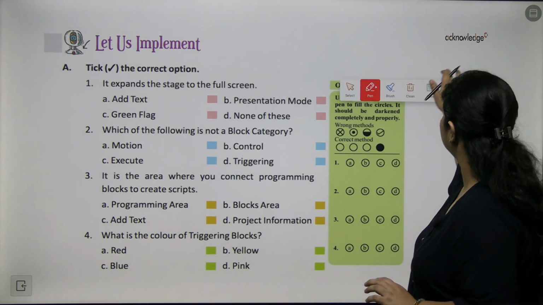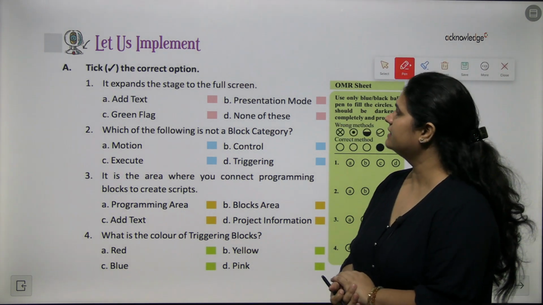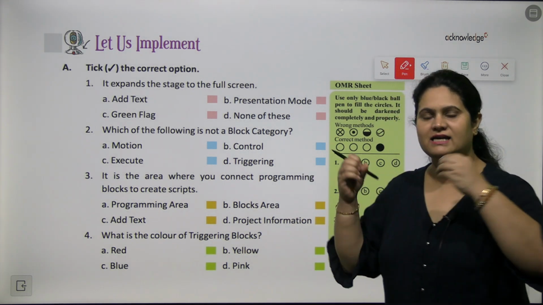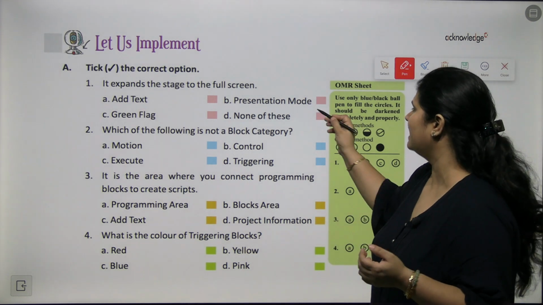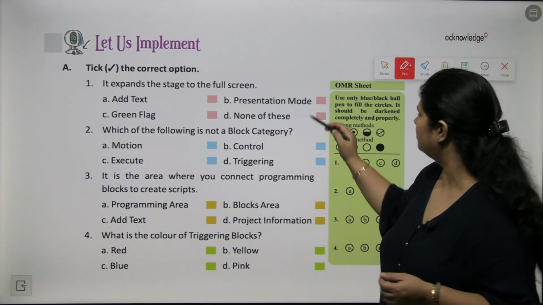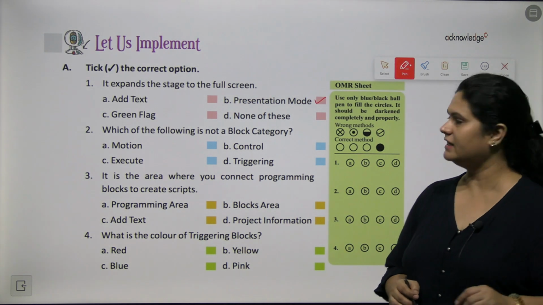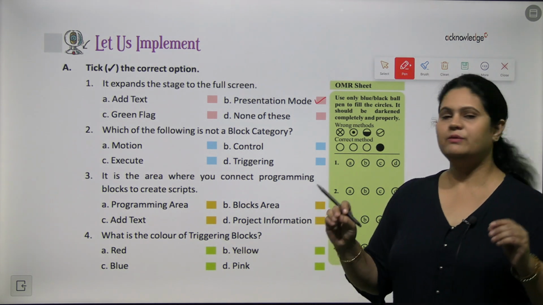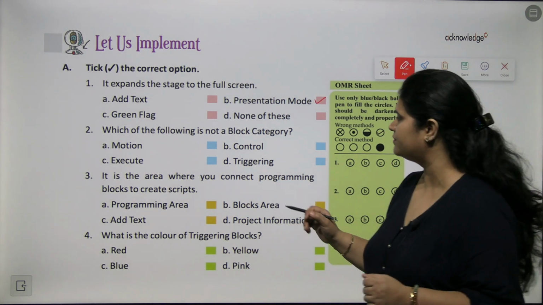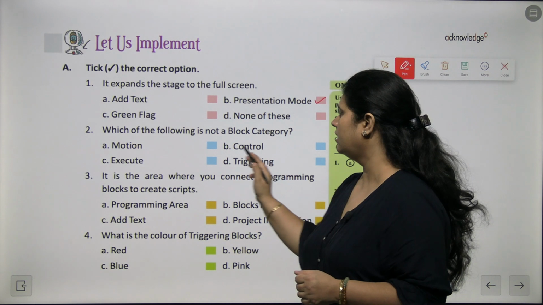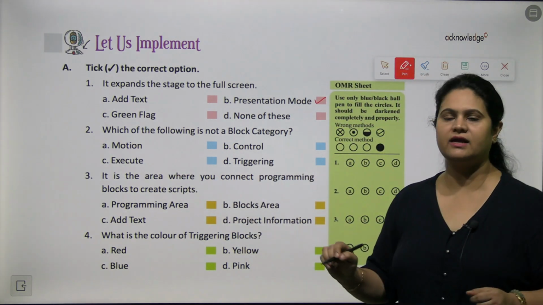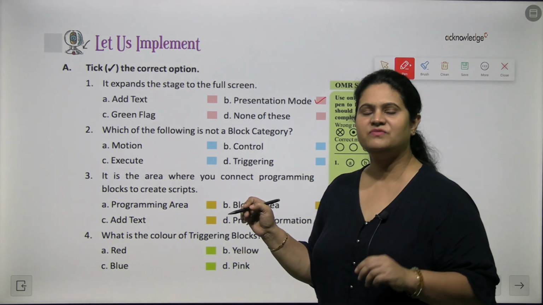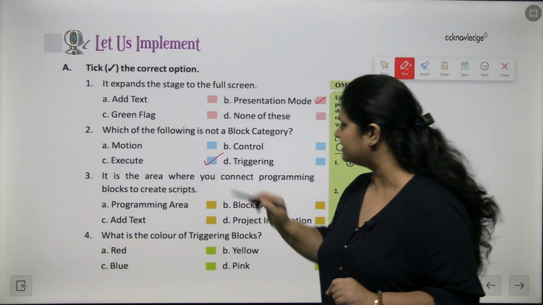So what does it say? It expands the stage to the full screen. What helps us to expand to the full screen, children? Yes, it is the presentation mode. So, B. Next, which of the following is not a block category? Let's see the options: motion, control, execute, and triggering. So, which one of them is not a part of the block category? Very good going, children. It is execute.